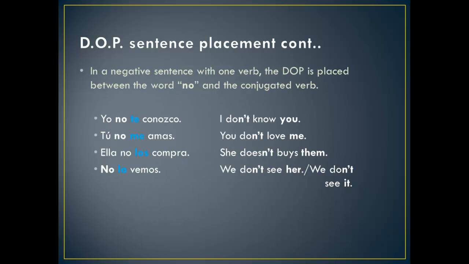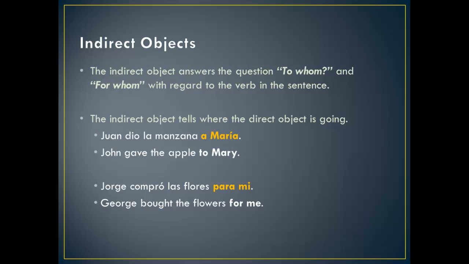Okay? When you have a negative sentence, like no, I don't want to do this, or I don't know you, the direct object pronoun is going to go right after the no. The no will come first, then the direct object pronoun, then your verb. No te conozco. No me amas, you don't love me.